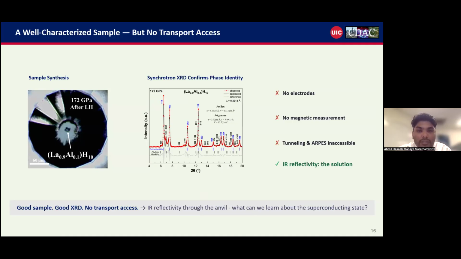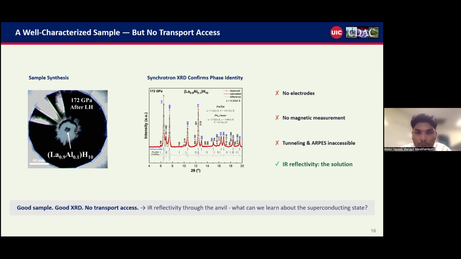So here is the situation with lanthanum aluminum H10. We synthesized this sample at 172 gigapascals. The optical image on the left shows a clean sample region after laser heating. The single-point XRD on the right confirms what we have made. It is a well-characterized sample, and the structural identity is secure. But this DAC has no electrodes, no coils for magnetic measurements, and tunneling spectroscopy and ARPES are out of the question at these pressures and sample sizes.